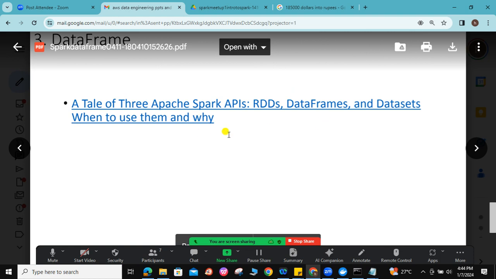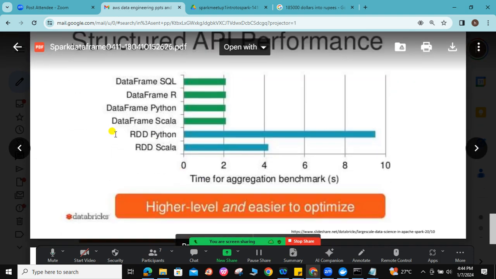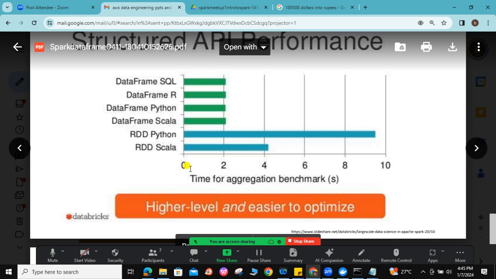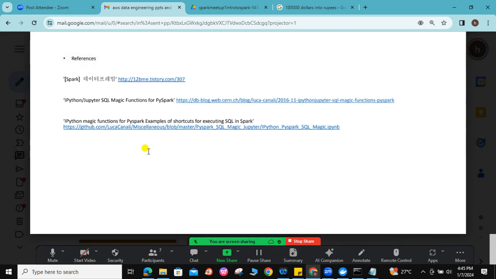Okay. Tail, it seems, I don't know about that. Data frame, SQL. What it is telling: high level and easier to optimize. See, okay, Scala, okay, whatever. I don't want to go into this.